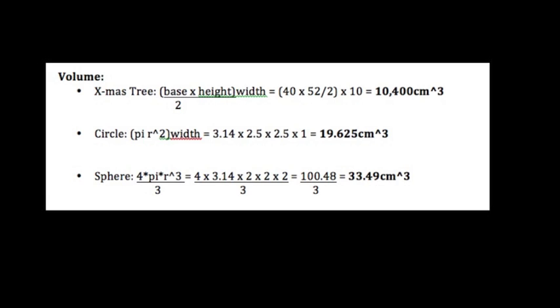The volume of the Christmas tree was 10,400 centimeters cubed. The volume of the star was 19.625 centimeters cubed, and the volume of each sphere was 33.49 centimeters cubed.